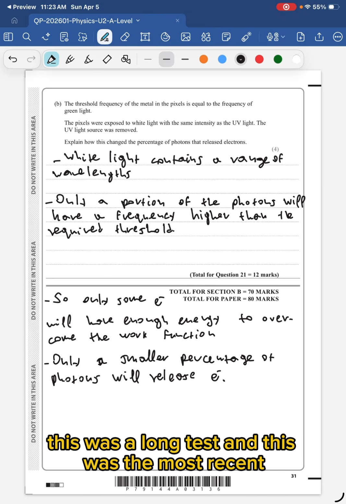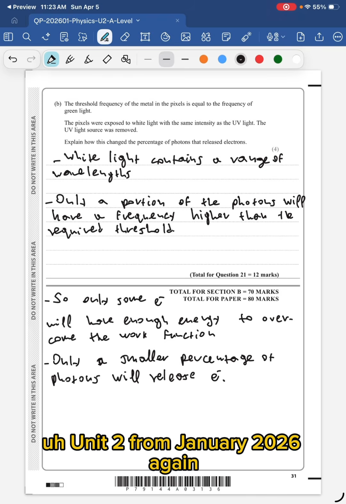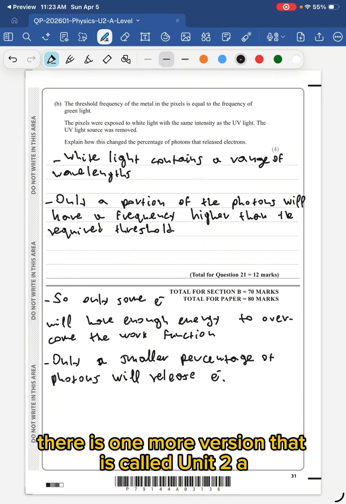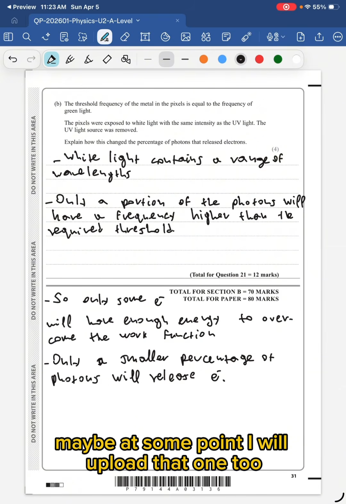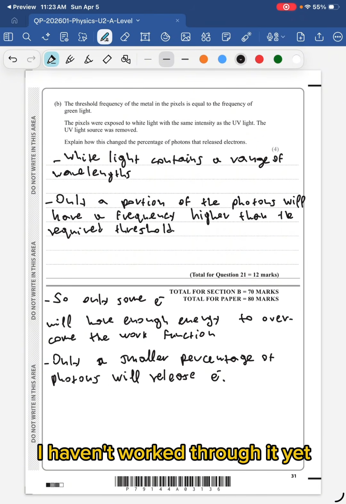Okay, this was a long test, and this was the most recent Unit 2 from January 2026. Again, there is one more version that is called Unit 2A. Maybe at some point I will upload that one too. I haven't worked through it yet.